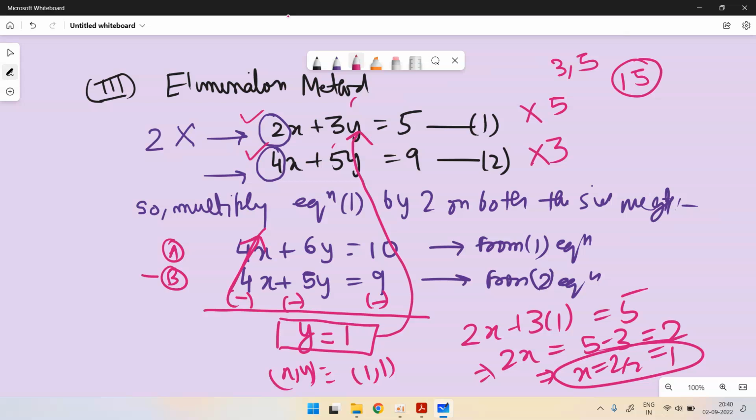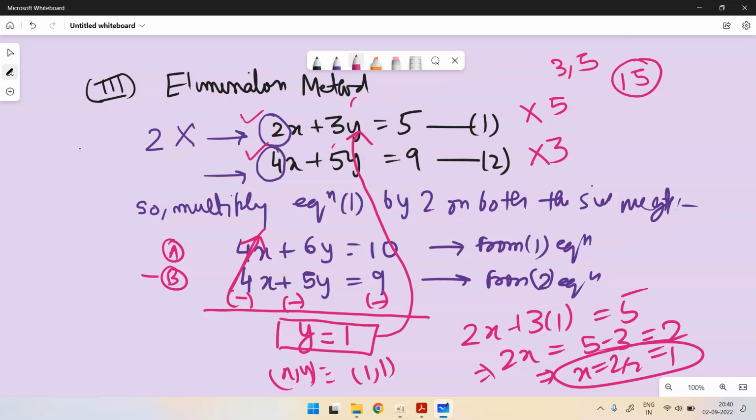And if you multiply this by 2 and then subtract the 2, you will get the same value. For that, if you get the value of x as 1, and if you substitute the value of x in any of the two equations, you will get the value of y as 1. So this is nothing but (1, 1).